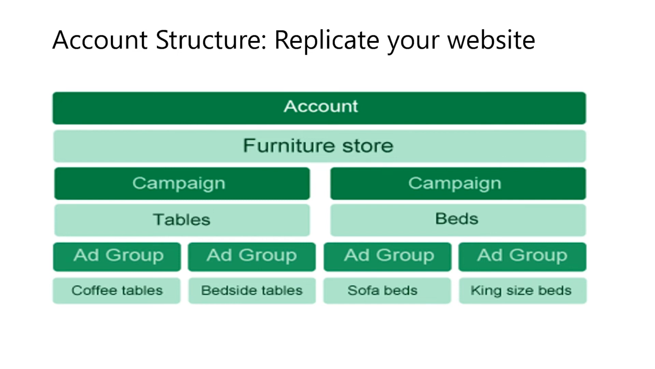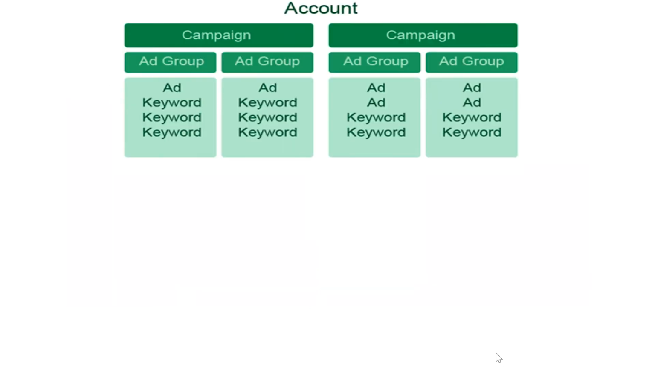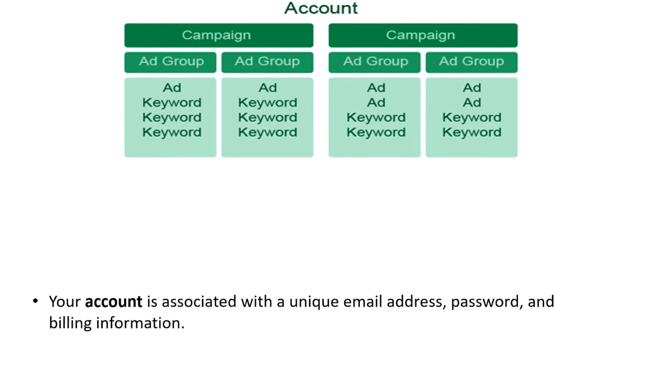So you could have different keyword variations for all the keywords related to coffee table under the ad group coffee table. And then for these keywords you would go ahead and create multiple ads to target these keywords, right? So like I said, on the top you have account, then you have campaign, you have ad groups under campaigns. Under each ad group you have ads and keywords, right?